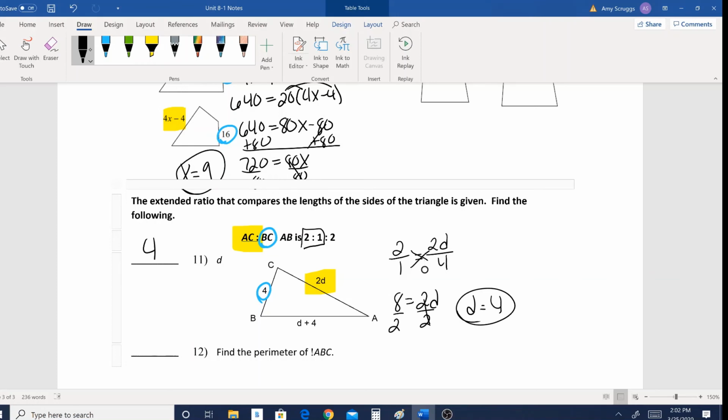Now, as far as finding the perimeter goes, of course, I'm not going to ask you to do this on the test, but in case it happens, you would just plug it back in. So 2 times 4 is going to give us a side of 8. 4 plus 4 is also going to give us a side of 8, which actually makes that an isosceles triangle. But 8 plus 4, if I'm not mistaken, gives us a perimeter of 20.